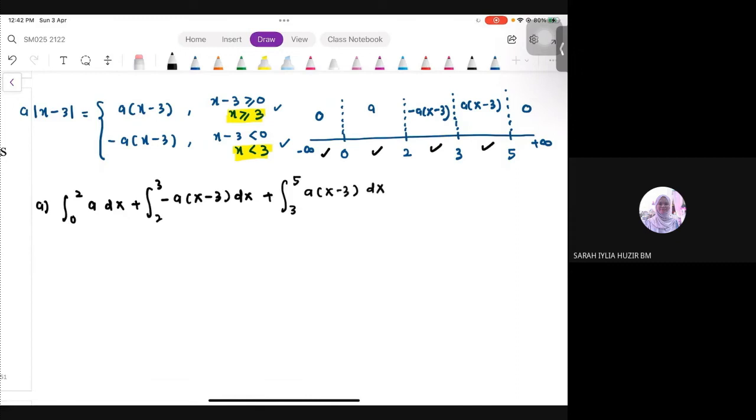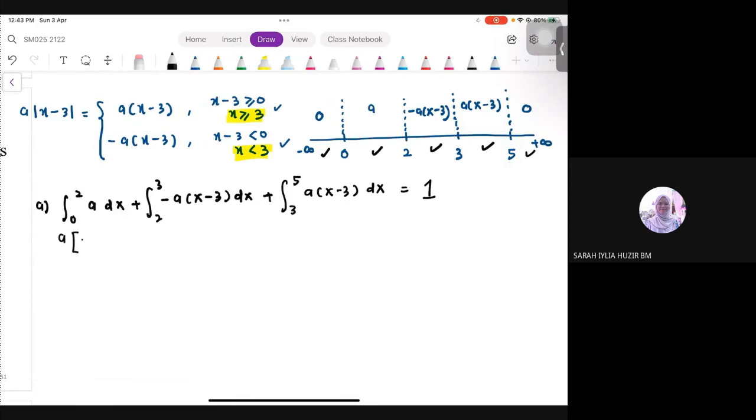And then for the last function, 5 up to positive infinity, dia still function kosong kan? So, it's still 0 lah. Saya tak buat apa-apa kat situ. And this must be equal to 1. Mesti ada equal to 1. Kalau tak ada equal to 1, awak tak boleh settle value for A. Okay. So, now we have to integrate one by one.